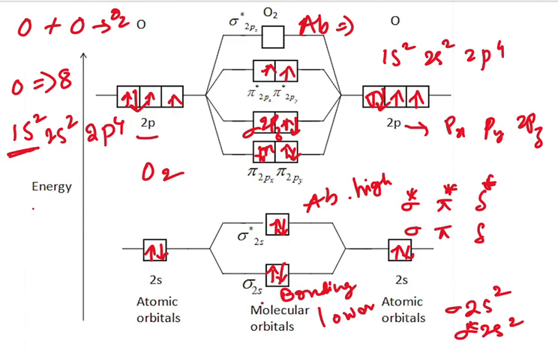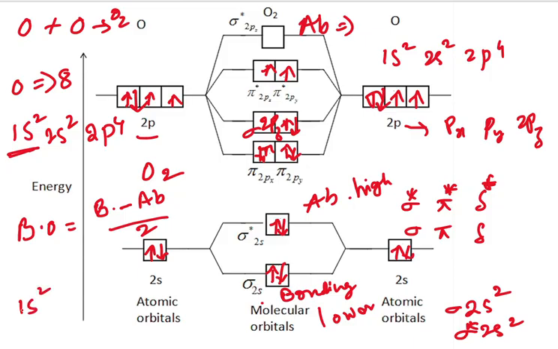Let us discuss the bond order of the O2 molecule. How do we calculate the bond order? Bond order is calculated as bonding electrons minus anti-bonding electrons, divided by 2. If we want to find the bond order of the oxygen molecule, we must know the bonding electrons and anti-bonding electrons. So to know them, we should write the molecular electronic configuration.